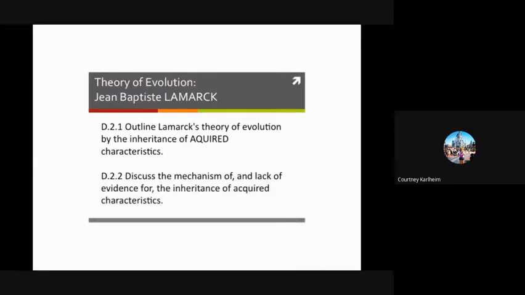In this unit, we'll introduce you to a guy by the name of Jean-Baptiste Lamarck. He was an evolutionary theorist who believed that acquired characteristics were inherited and passed on from generation to generation. We'll also take a look at how there isn't really much evidence to show that his theory holds true today.